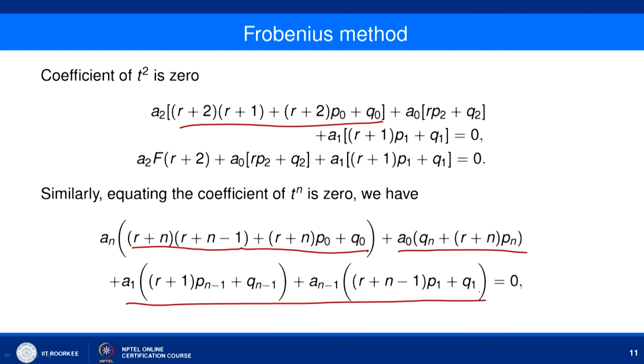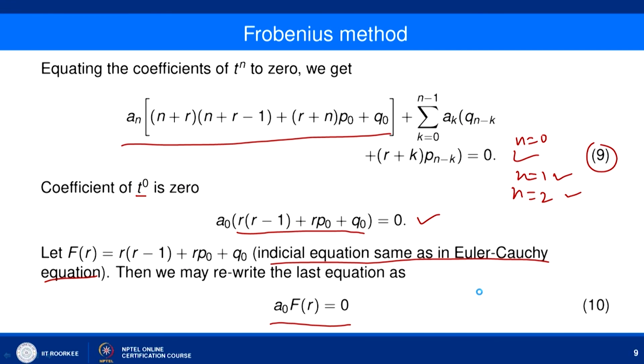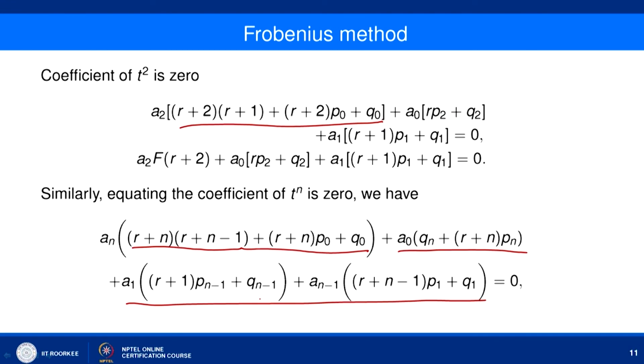and this is the expansion form of this term. So, here we can expand in the following way: a naught q n plus r plus n p n plus a1 and so on, that is equal to 0. So, the idea is that using equation number 9 and the fact that the coefficient of t to power n is equal to 0, we are trying to find the coefficients a naught, a1, a2 and so on, and this is possible provided that f of r plus n is non-zero.